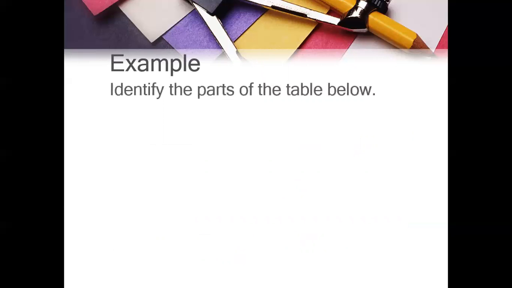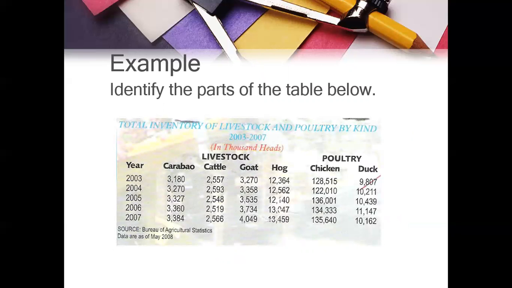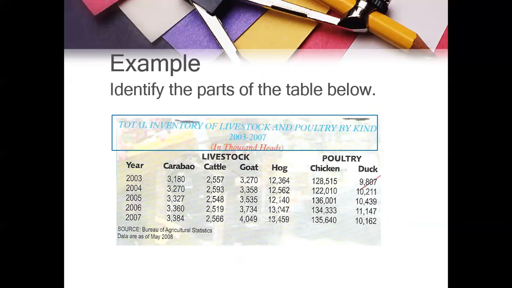Example. Identify the parts of the table below. So what part is this? Yes, this is the heading. And this part is the stub. This part is the box head. Livestock and poultry are the spanner heads. Carabao, cattle, goat, hog, chicken, and duck are the column headings.